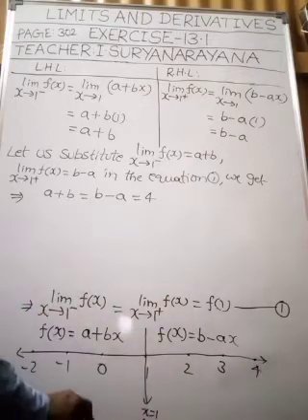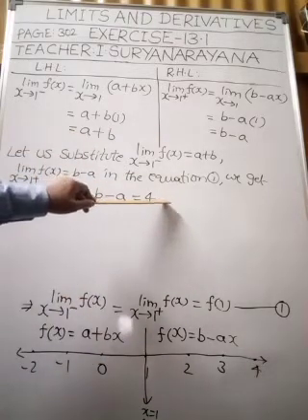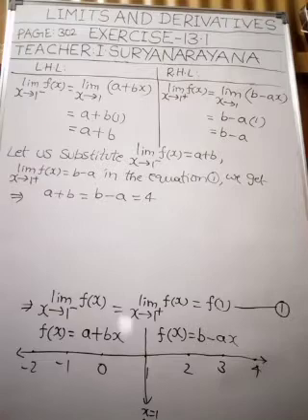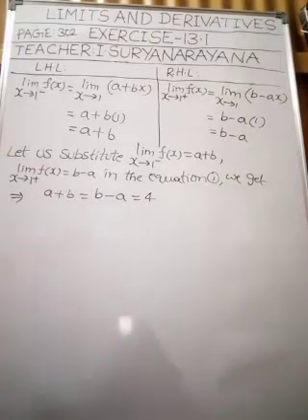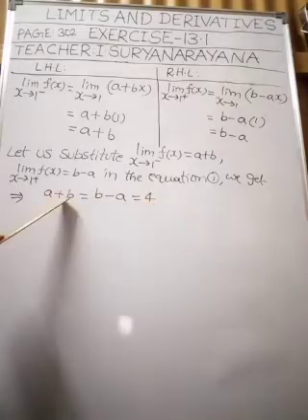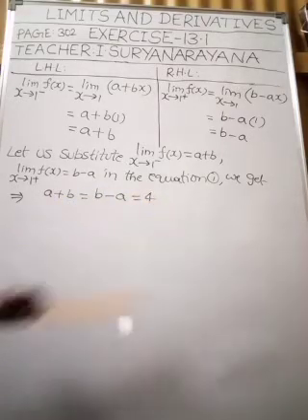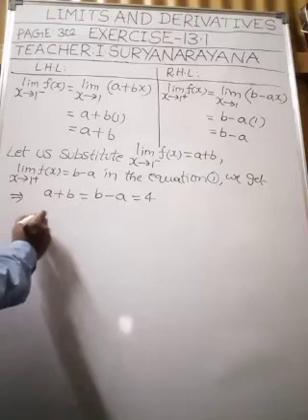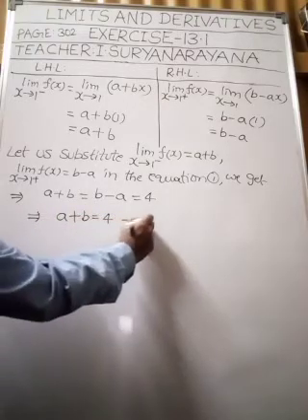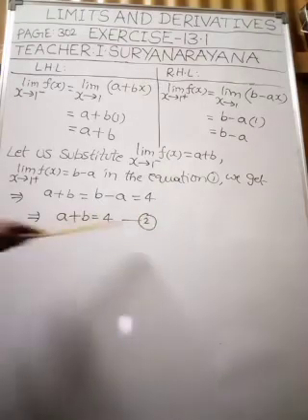Okay, my children. Understood? In this equation 1 we have substituted the three values. Then we got this step. So from this equation we can write a plus b is equal to 4. I am taking the first term and last term. This implies a plus b is equal to 4. Let us consider this is equation 2.